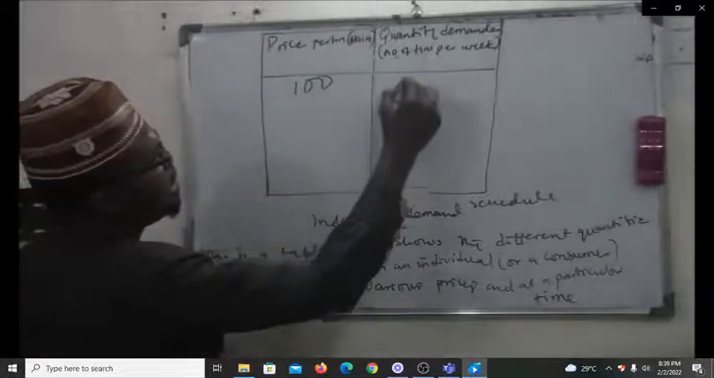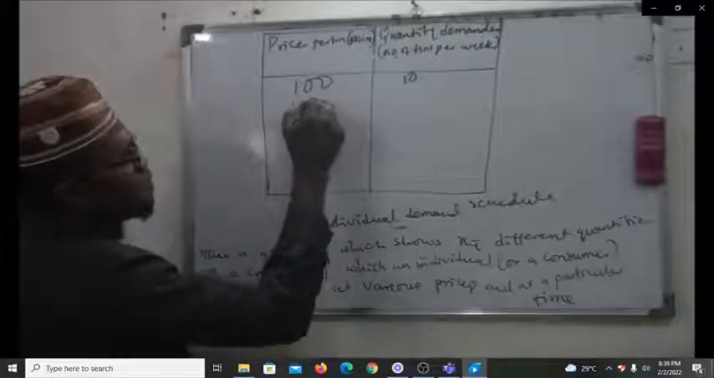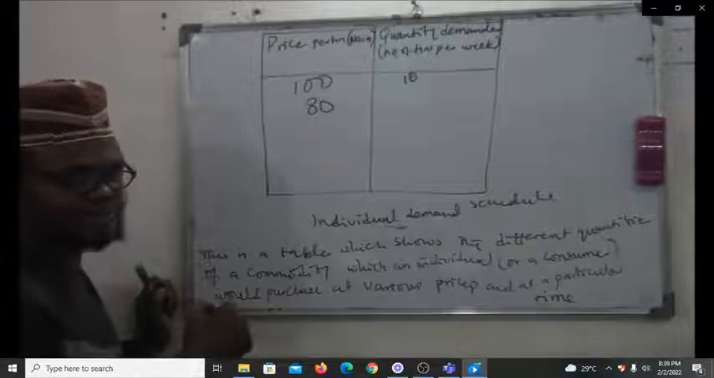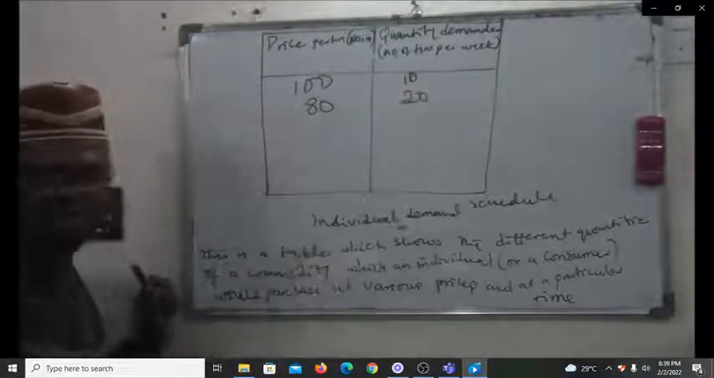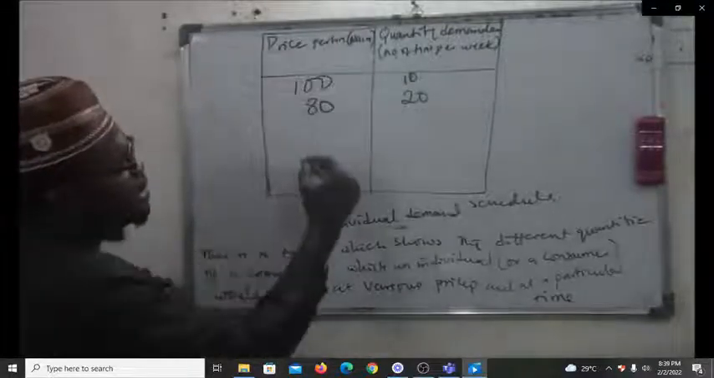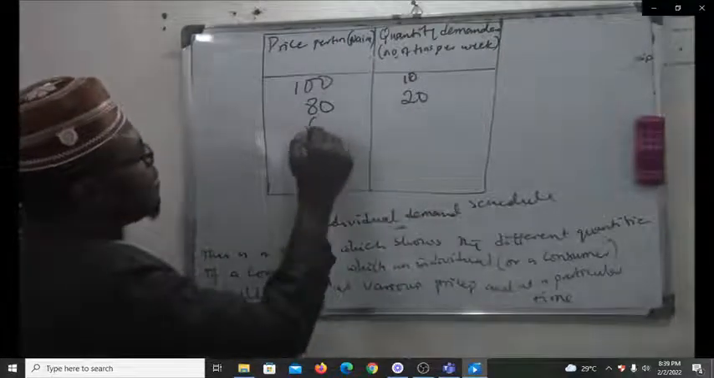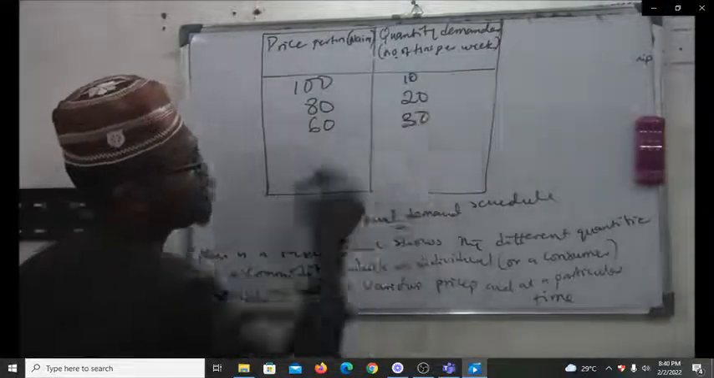The quantity demanded will be what? 10. If the price is 80, the quantity that will be demanded, will it increase or decrease? It will increase because the price is going down. So as the price goes down, the quantity will increase. And that is the law of demand, isn't it? That as the price is decreasing, the quantity will be doing what? Increasing, isn't it? So let's say now that the price is what? Now 60. The quantity will increase more, back to 30.